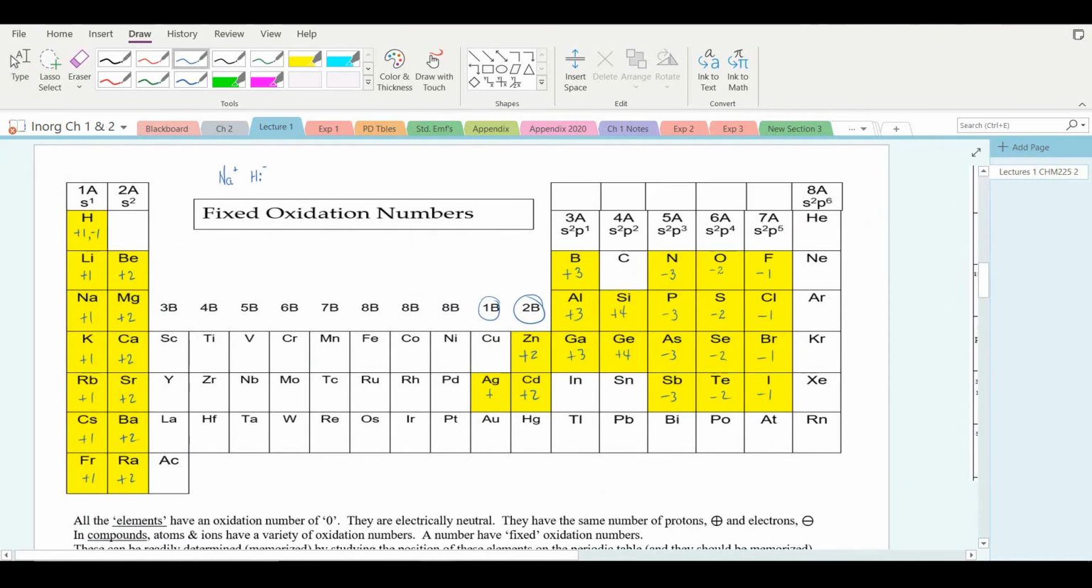So those are the elements that have fixed oxidation numbers or under special conditions we can relegate them. If you can learn those based on their position in the periodic table, you can then calculate any other oxidation number in a compound.